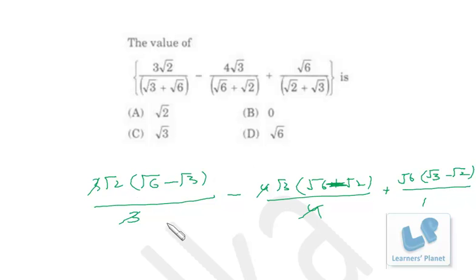So this is root 2 into root 6, root 12, minus root 2 into root 3, root 6, minus root 3 into root 6, minus root 18, plus root 6 into root 3 into root 2, we have a minus sign over here, plus root 18 and minus root 12. Root 12, root 12, root 6, root 6, root 18, that's 0. Okay, pretty simple, a matter of a minute.